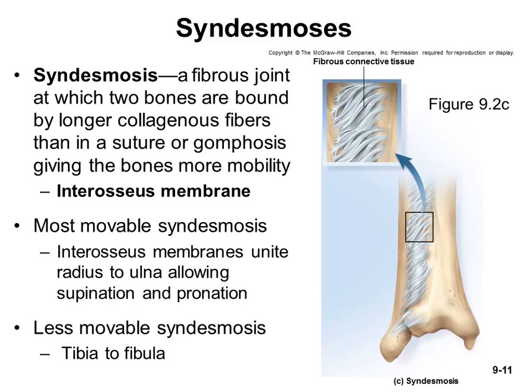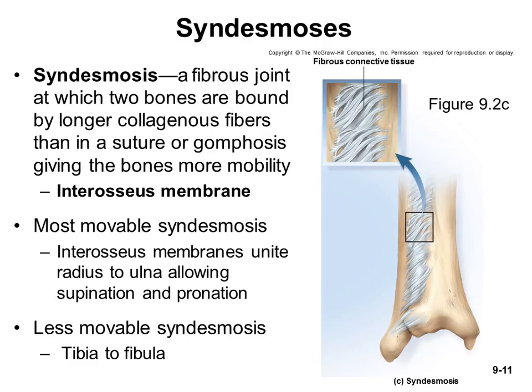Spanning between the ulna and the radius, you have that little interosseous membrane. All it is, is connective tissue. If you look at the tibia and the fibula, same thing, right? This one, they're showing you the tibia and the fibula. Fibrous connective tissue. The interosseous membrane unites the radius to the ulna, allowing supination and pronation. Less movable, the tibia to the fibula.